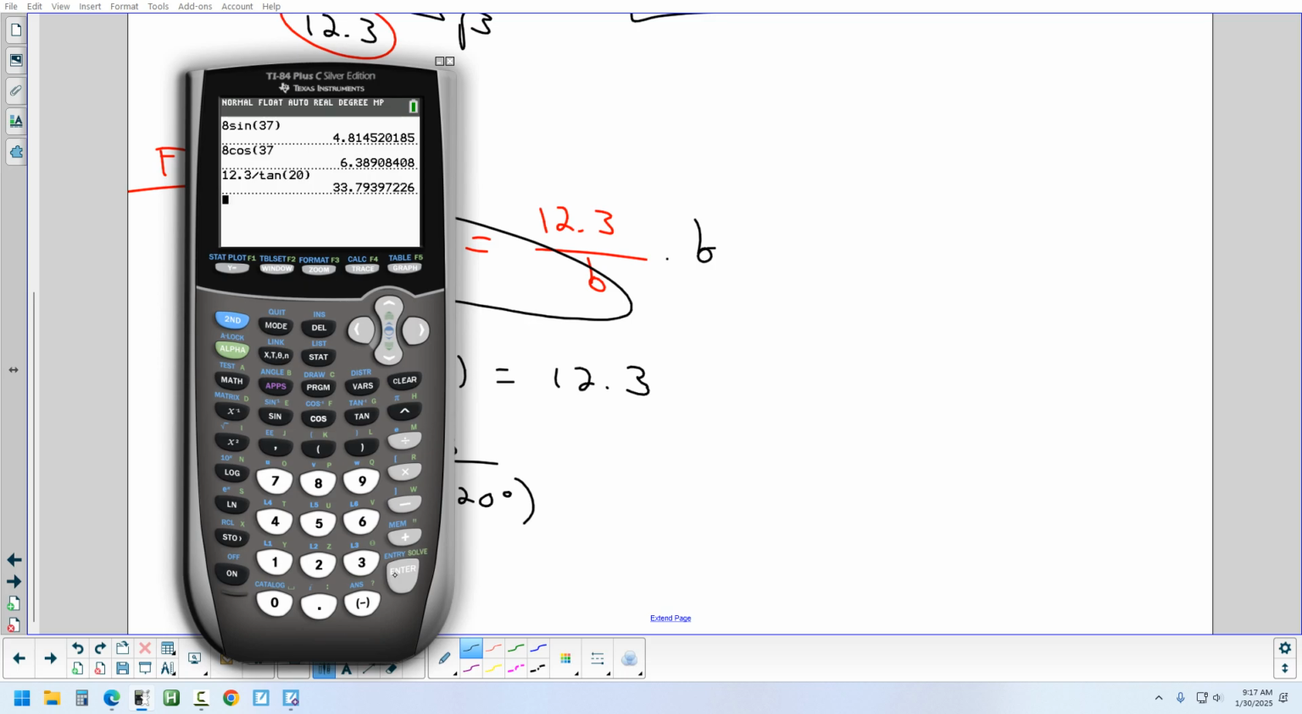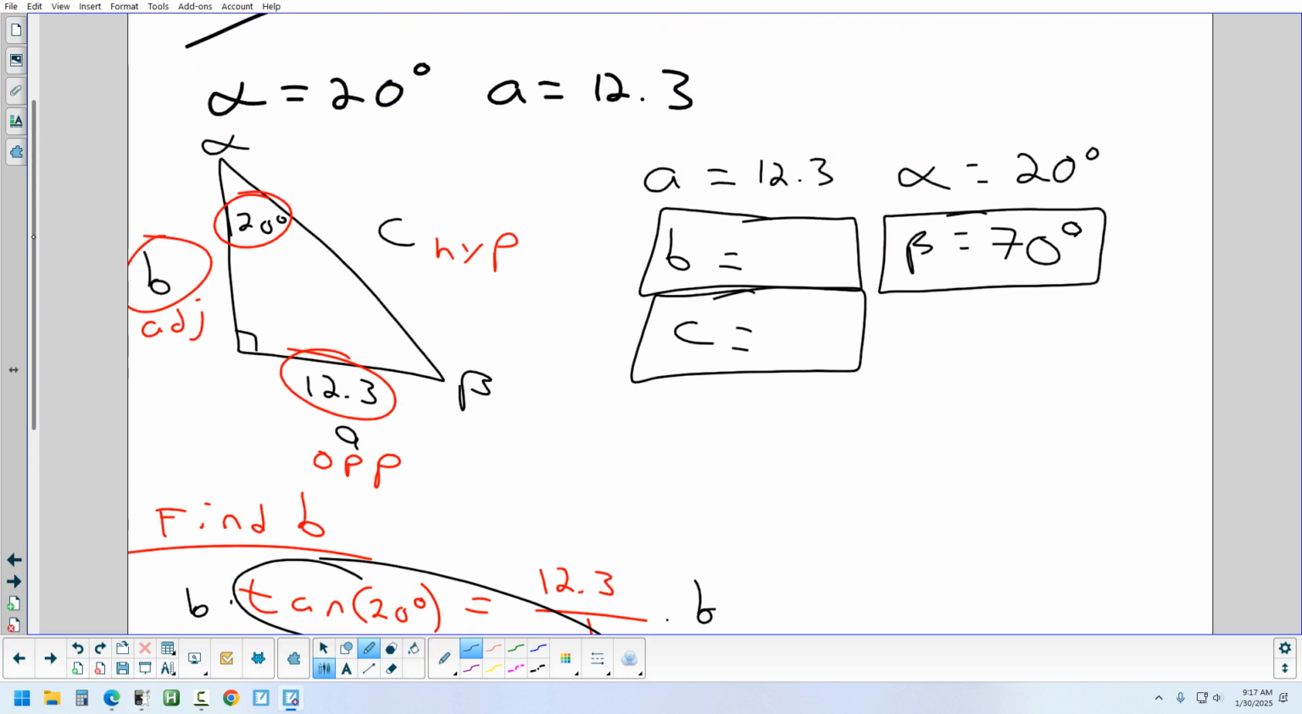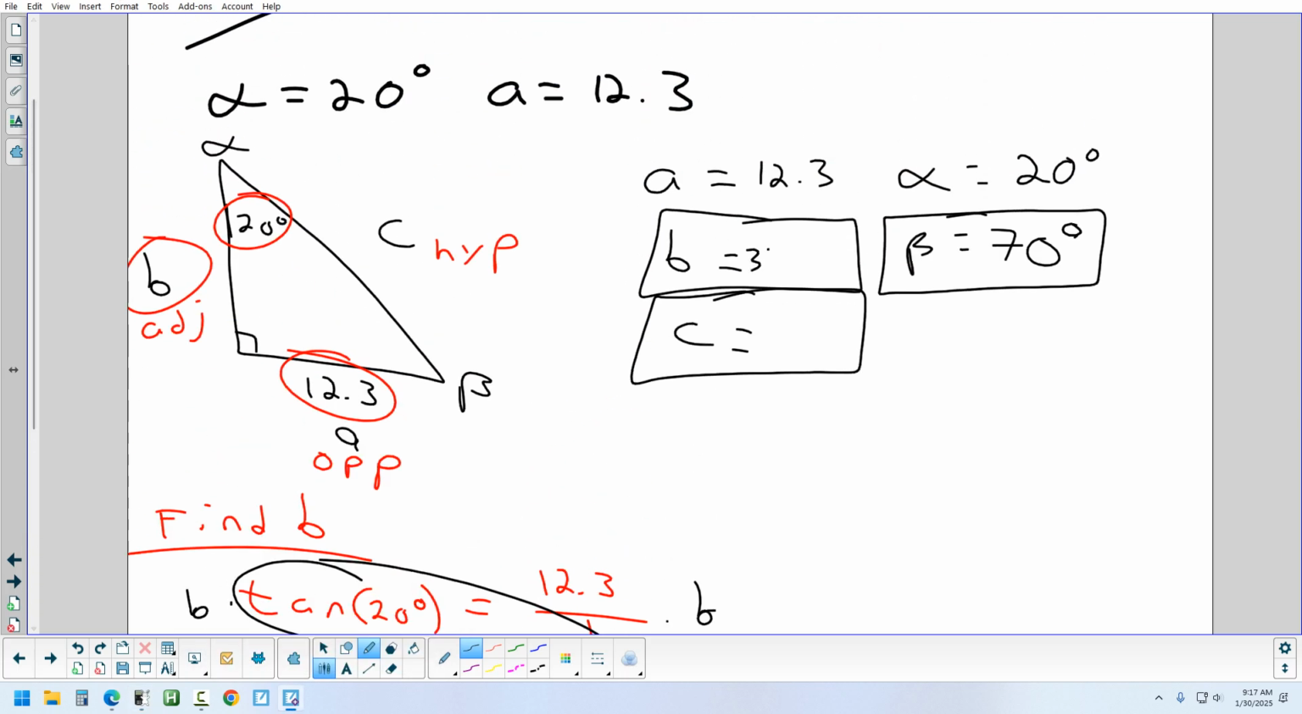So that's 33.794. Right. And I'm not going to go through C, but which trig function would you use if you were trying to find this, using that, and that?